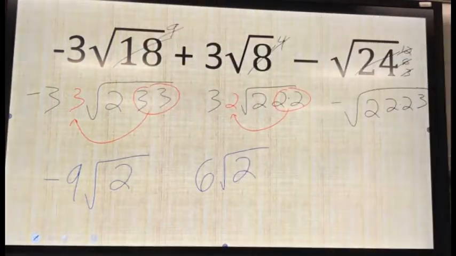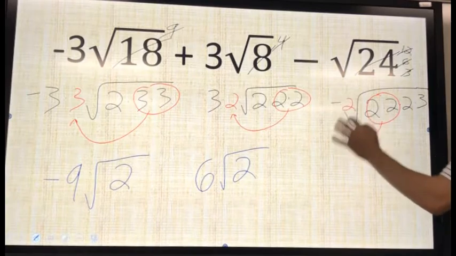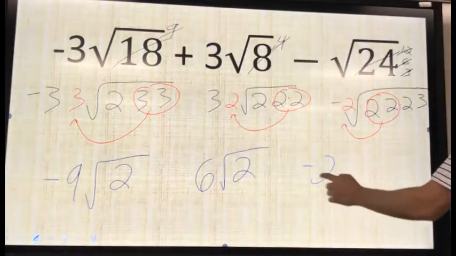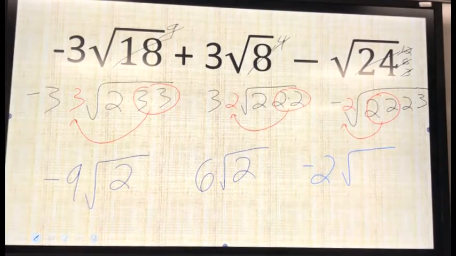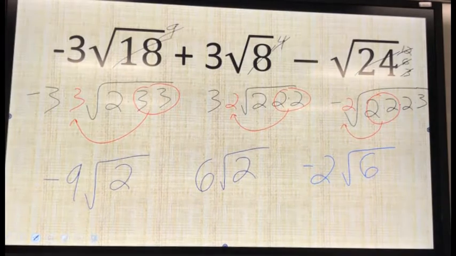So what number comes out? The twos. I'm going to circle the pair of 2s. A 2 comes out. And so that leaves me with negative 2 square root of... 6. Very good. 2 times 3 that I did not circle is a 6.